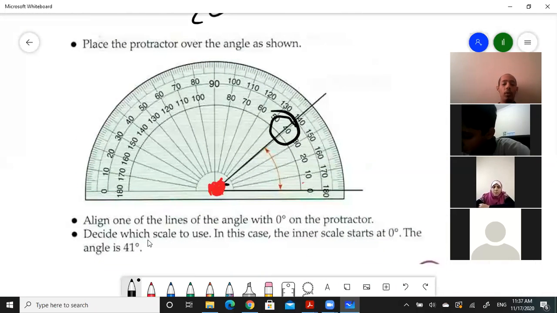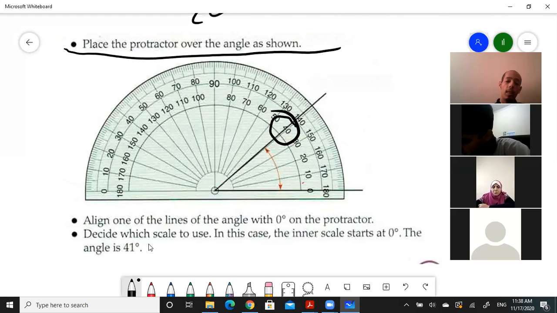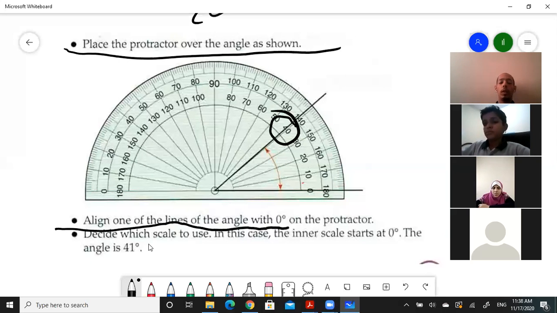So the first step, when you measure an angle, you have to place the protractor over the angle as shown. Over the angle means you have to place this point, which we call the head of the angle, to the center of the protractor. Where is the center of the protractor? Here. Okay, and then you have to align one of the lines of the angle to 0 of the protractor.